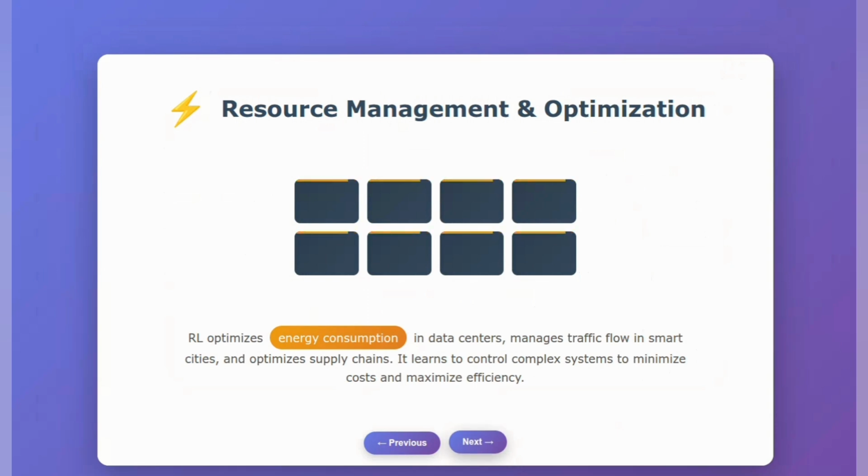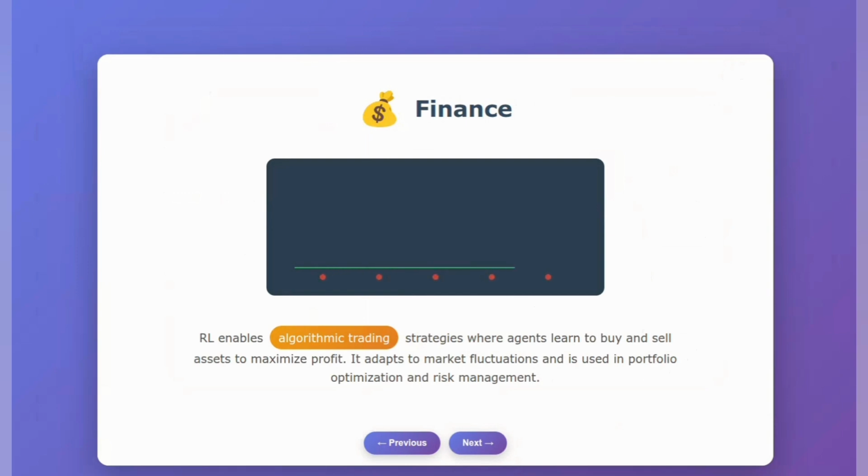In finance, RL is being explored for algorithmic trading strategies, where agents learn to buy and sell assets to maximize profit, adapting to market fluctuations. It's also used in portfolio optimization and risk management.